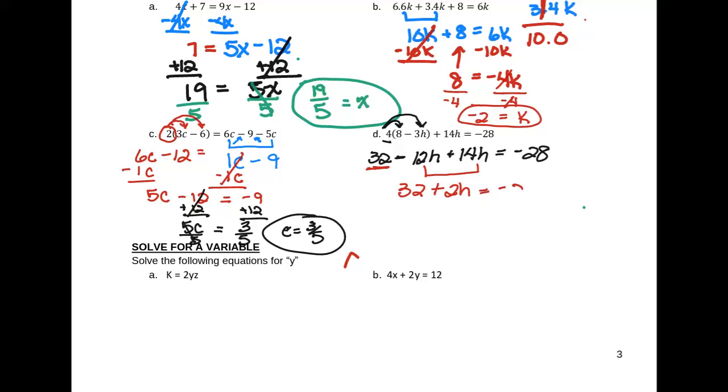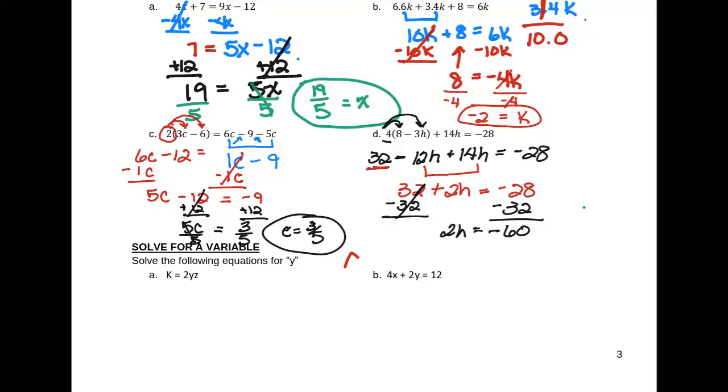Equals negative 28. All right, so I got a number here and I have a number here. That's right, my H is here. It's the only H, so I'm not going to move the H. Move the 32. It's a positive 32, so to get rid of it, I need to subtract. 32 minus 32, that cancels out. 2H is equal to negative 60. Good. You're at negative 28 on the number line, and you lose 32 more.